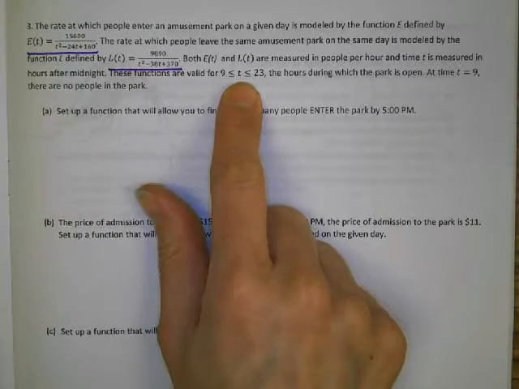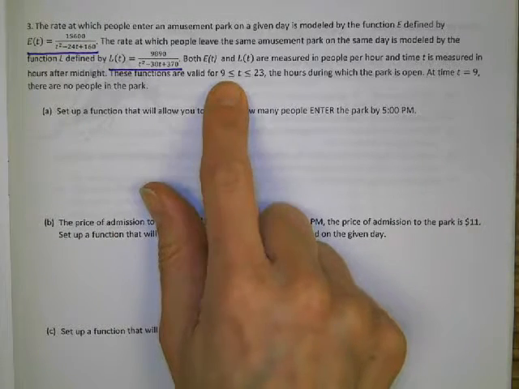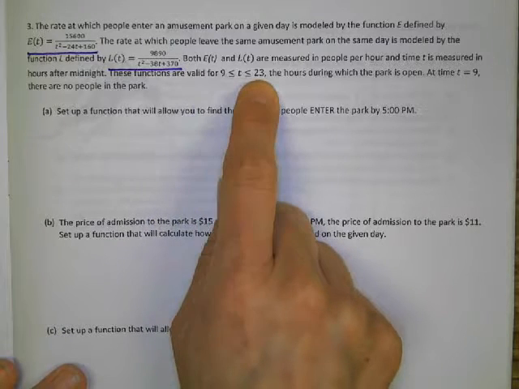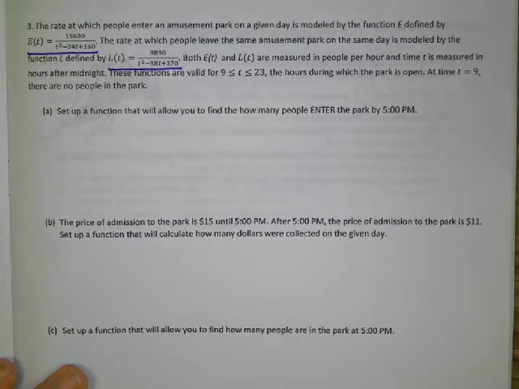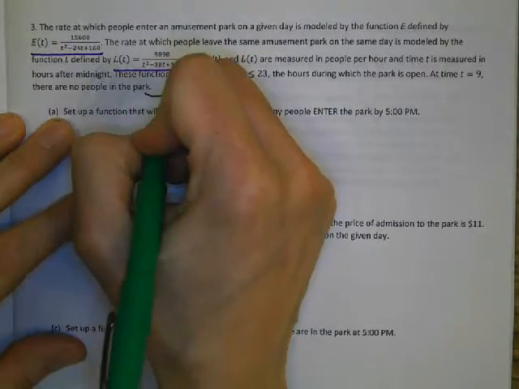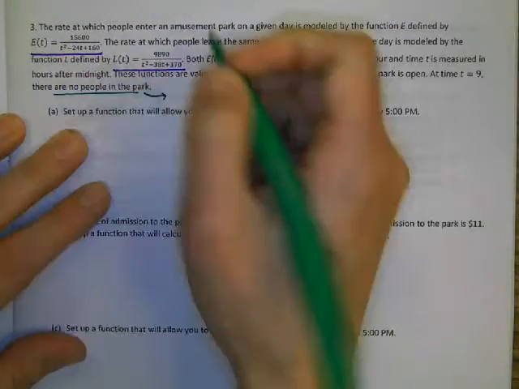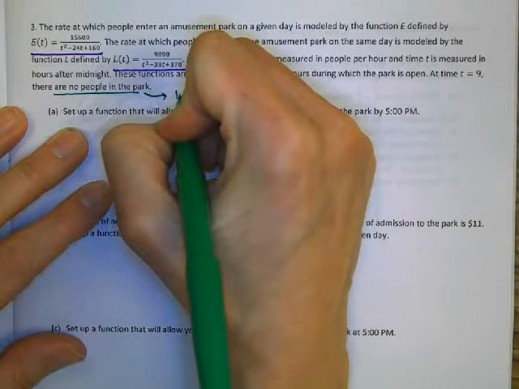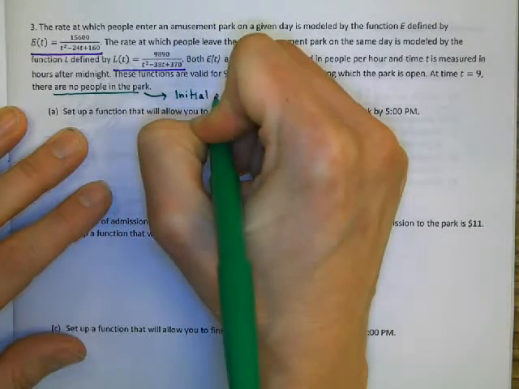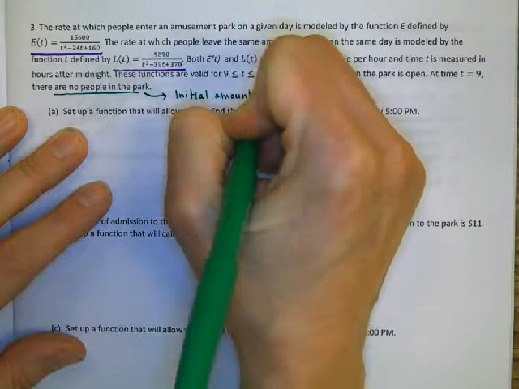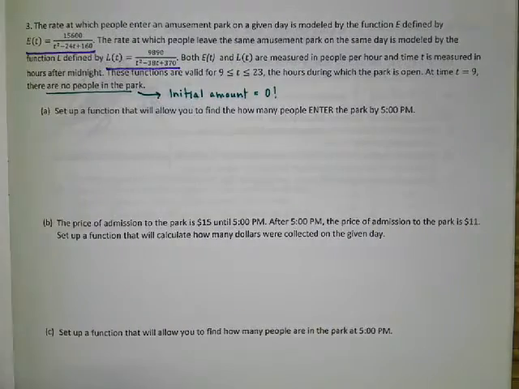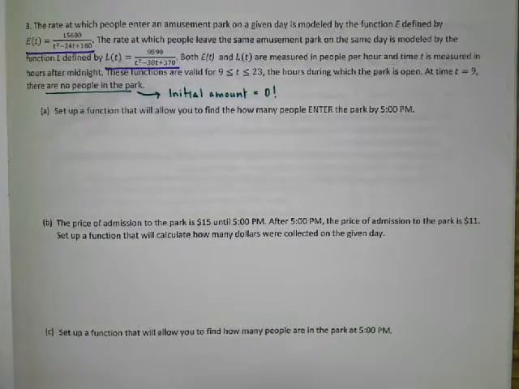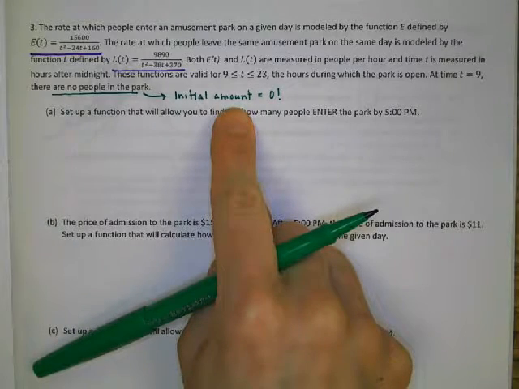So in terms of this problem, if my time is valid between 9 and 23, essentially that's telling me that the park is open between 9 a.m. and 11 at night. Okay, so at time t equals 9, there are no people in the park, right? This is telling me that my initial amount is 0. So I know I've got 2 rate functions, I know the units for both of those functions, and I know my initial amount is 0.